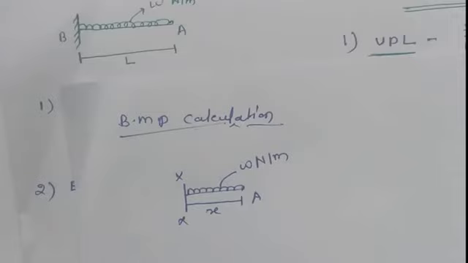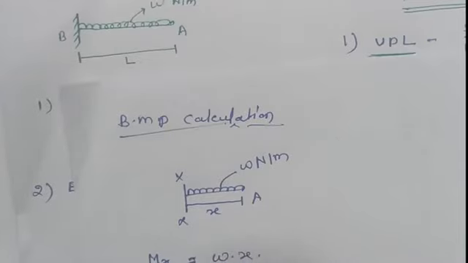Now the bending moment at this X distance will be W into X. We can calculate W into X into, we have to always take from the centroid.